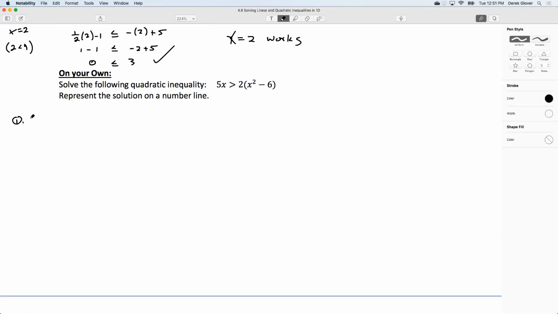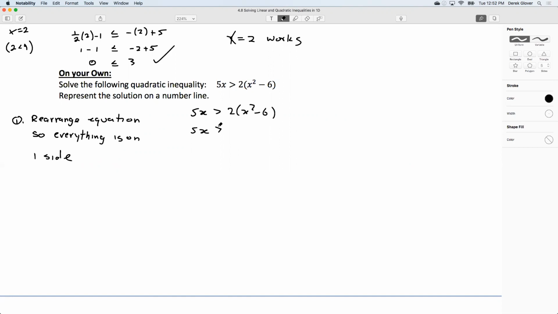So step 1, we're going to rearrange the inequality so everything is on one side. We had 5x is greater than 2 times x squared minus 6. We can expand these out to 5x is greater than 2x squared minus 12. And then we're going to move 5x to the other side. We're allowed to subtract it, and we won't change our inequality. It's only multiplying and dividing by negatives that does.